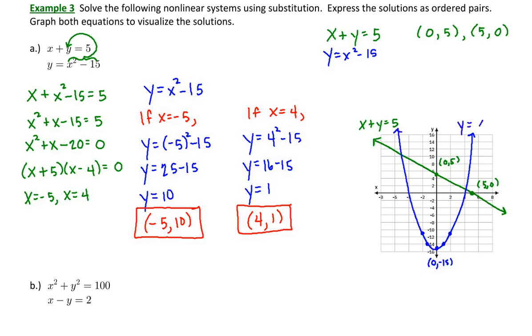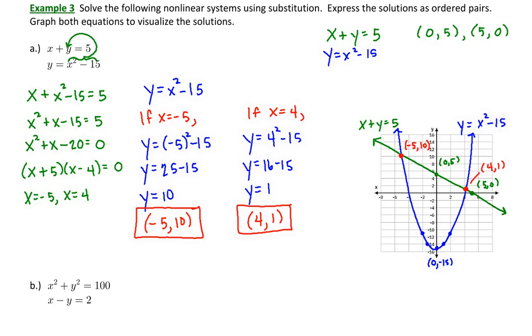And label our curve. And remember, we predicted our intersection points would be the ordered pair (4, 1). Pretty close on our graph here. And the other one was (negative 5, 10). Oh, good job on that one. Negative 5 and 10.